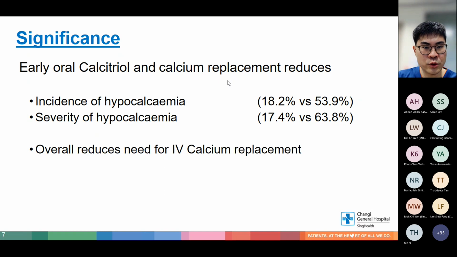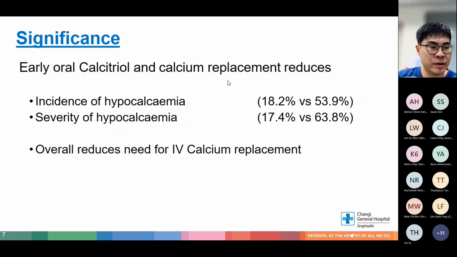So some papers advocate doing it at the end of surgery. Some papers do advocate doing it once you reach the ward. But generally, the advice is that if you do detect and replace within the first 6 or 12 hours, there is a difference in the patient, okay? So again, we try to tie all this back to our local population, because things may be different for other people in other countries.